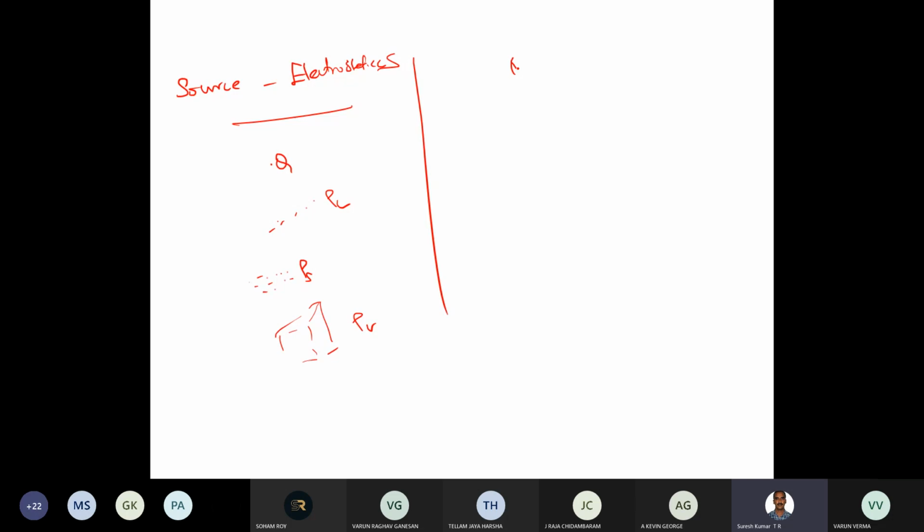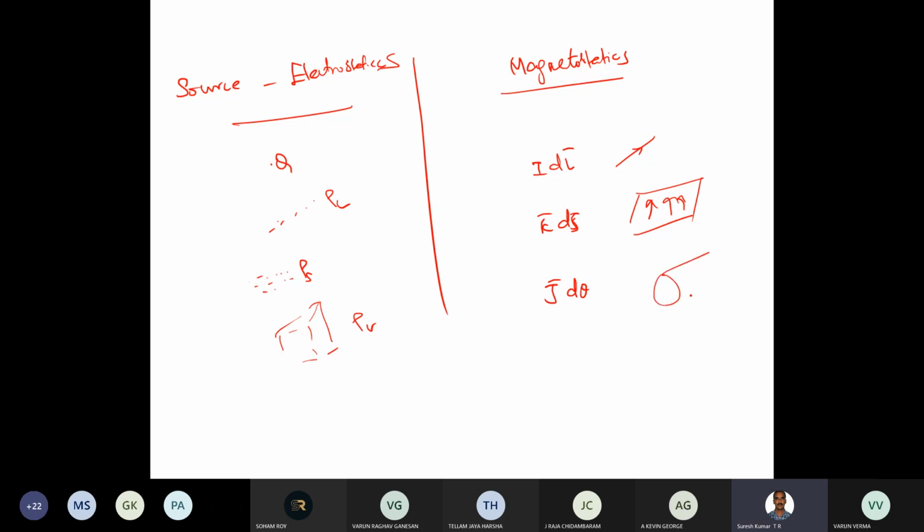So in magnetostatics, the difference is, like we have already discussed, the line current, surface current, and volume current. These are the three sources: current flowing through the wire, current flowing through the sheet, and current flowing through the surface area. So these are the three sources in magnetostatics, with line current density, surface current density, and volume current density.